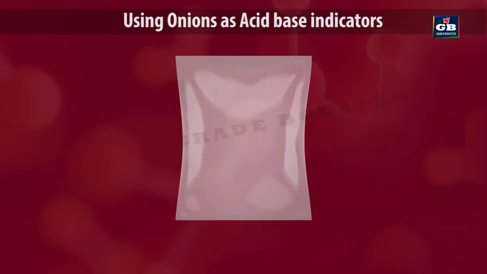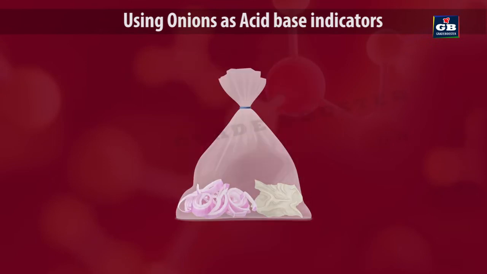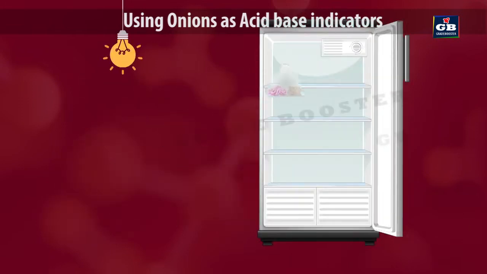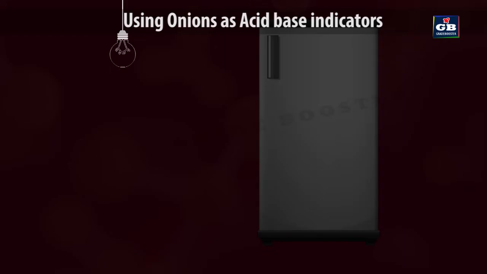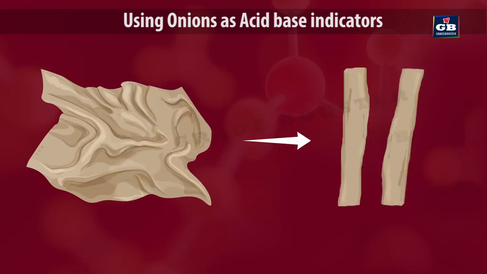First, let us take a polythene cover and place some chopped onions in it. Place a small piece of cloth in the same cover along with onions. Now tie the cover using a thread or tape. Place this packet in the refrigerator for the whole night. On the next morning, take out the cloth from the cover. Cut 2 strips from the cloth as shown.